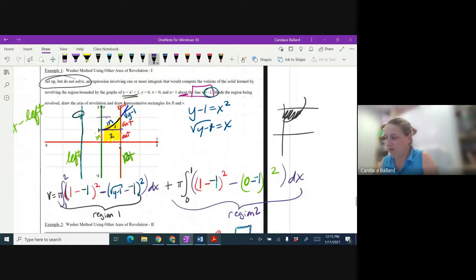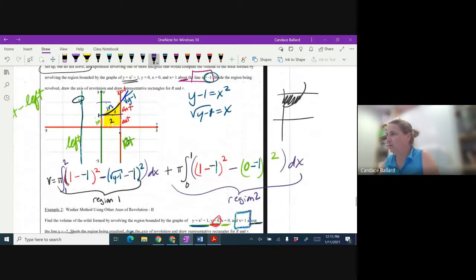I'm going to let you guys get it written and absorb for like a minute. We've got like 15 minutes left. We're going to try to do example 3, which is another setup, but do not integrate.